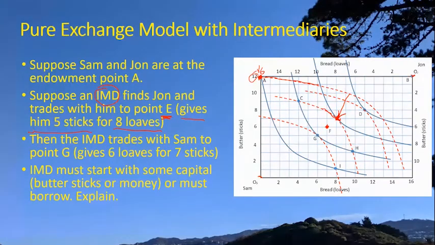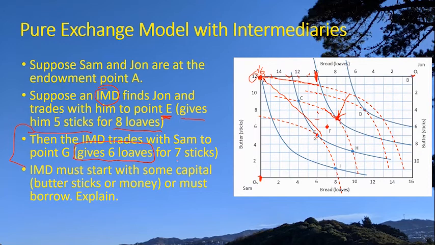Now the intermediary turns around and goes to Sam, who he also knows about, and he tells Sam, tell you what, I'm going to trade with you from point A, which is where Sam is, to point G. But in trading to point G, he's going to give 6 loaves of bread, and notice that's 1, 2, 3, 4, 5, 6, right up to here, and he's going to exchange it for 1, 2, 3, 4, 5, 6, 7 sticks of butter.